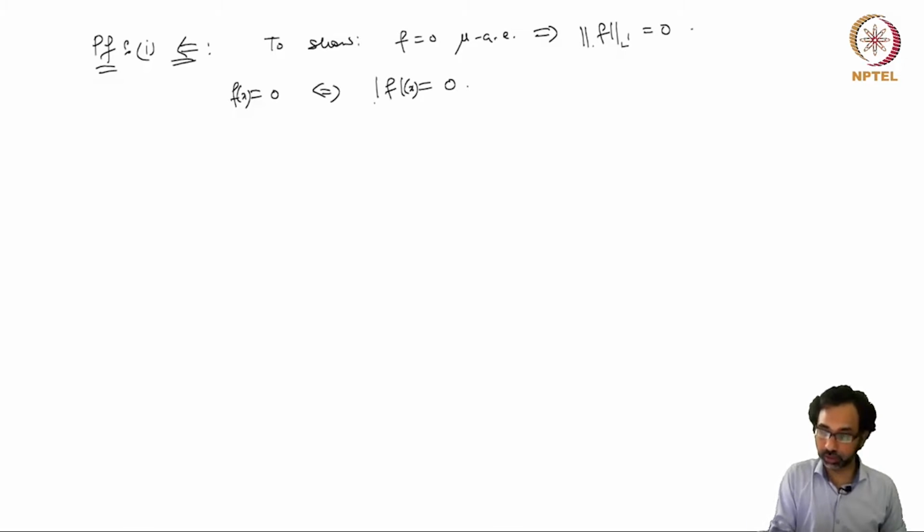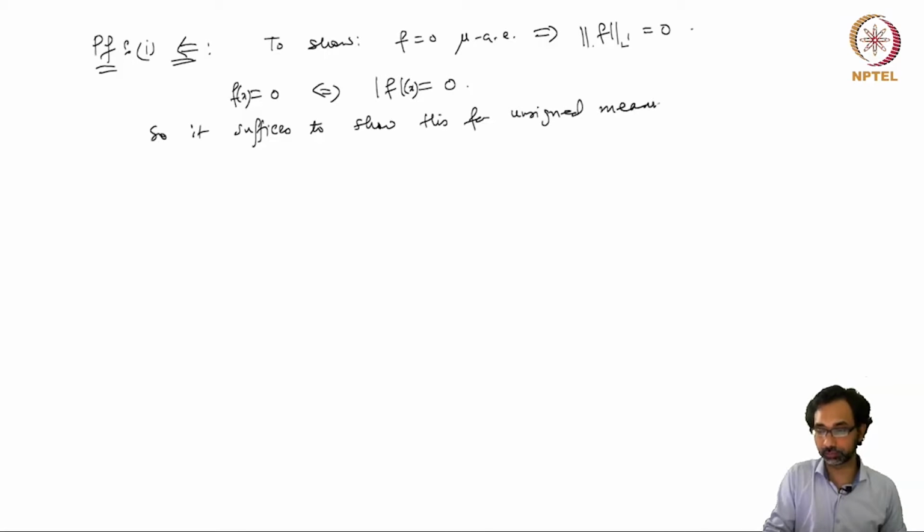So then it's enough to show this property for unsigned measurable functions. So it suffices to show this for unsigned measurable functions, because once you show it for unsigned measurable functions, you can do it for real valued functions and then for complex valued functions as well. So let's show this first for unsigned measurable functions.